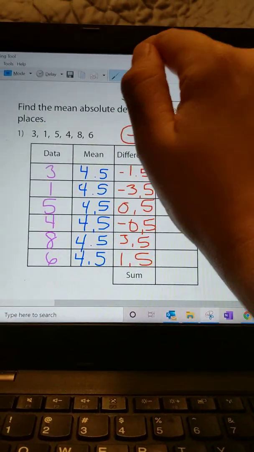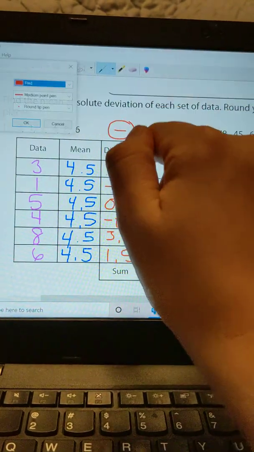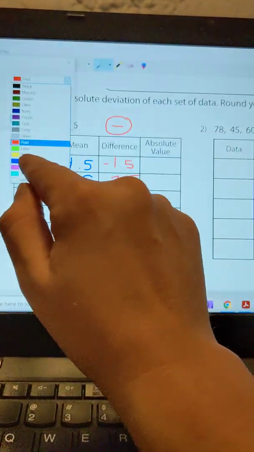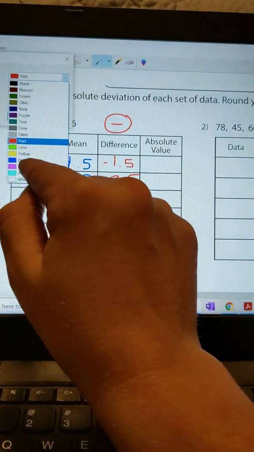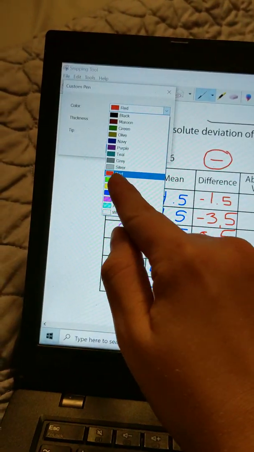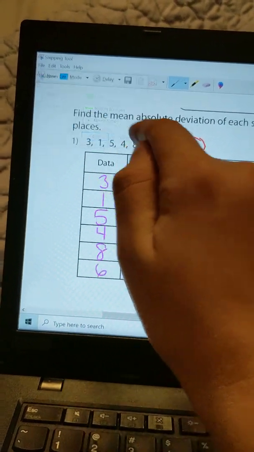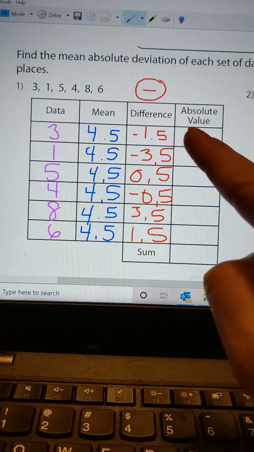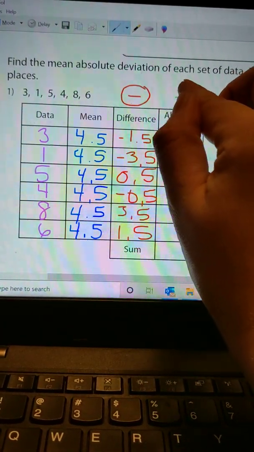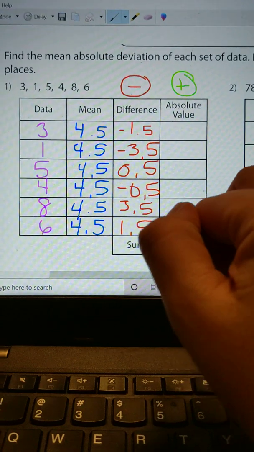1.5. Now, the next part, after you figured out what all of those are, all you're going to do is, let's see, what color should we, I'm going to go with, no, not yellow. Yellow's hard. How about green? There we go. Okay, for the absolute value is basically just take all your numbers, make them positives.